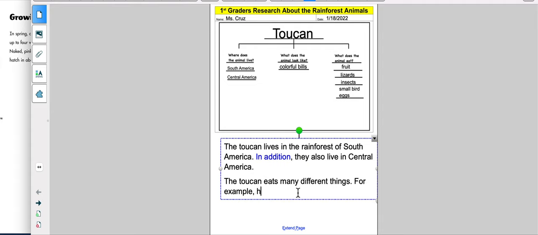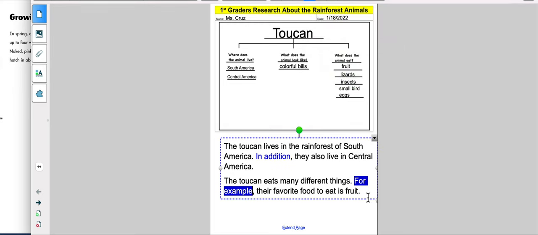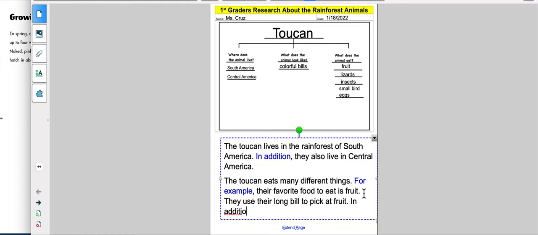For example, their favorite food to eat is fruit, period. So I use the linking word, for example. And then I give an example: their favorite food to eat is fruit. Add details such as they use their long bill to pick a fruit, period. In addition, they also eat or munch on lizards and insects, period.